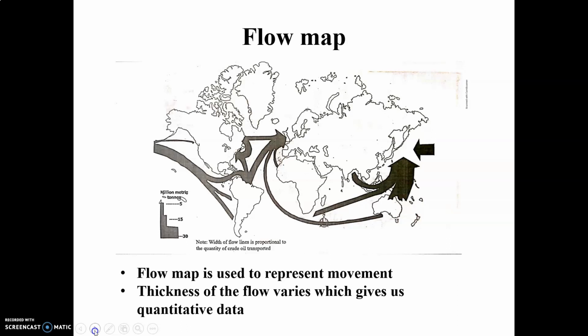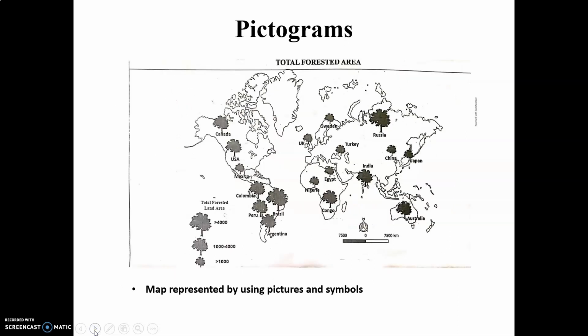If the thickness is less, it is 5 million metric tons. If thickness is double, then 15. If thickness is triple, it's 30. So you can compare that arrow with the scale and also find out the quantity of the goods which is being transported. In pictogram, symbols and pictures are shown.